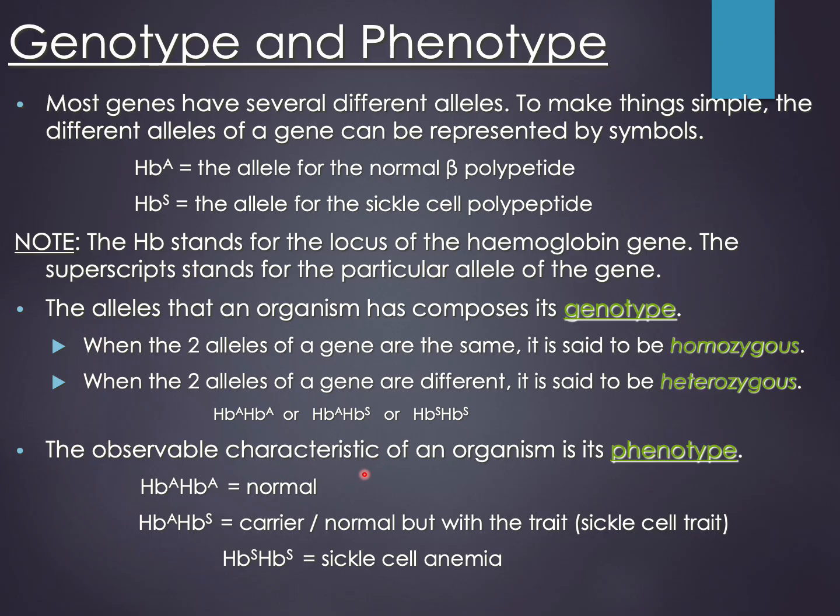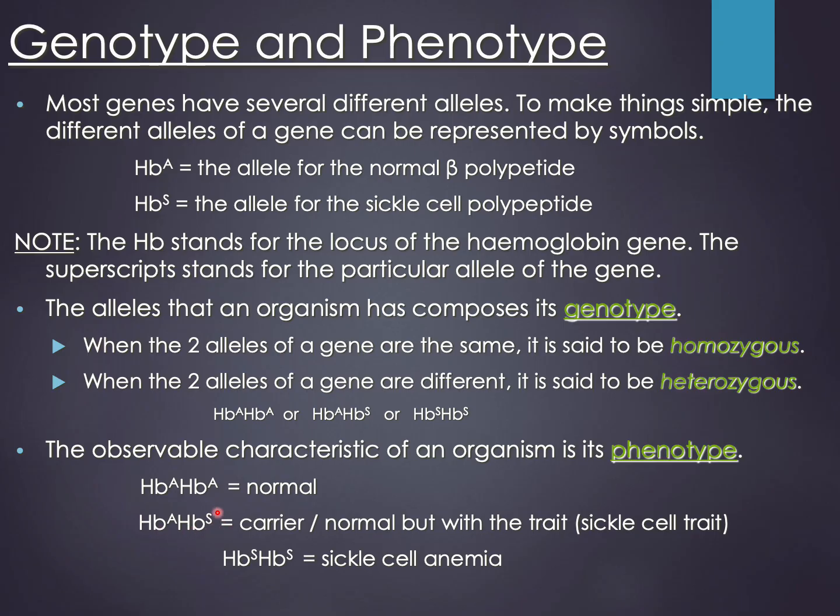The observable characteristics of an organism is the phenotype. The physical characteristics, think P and P, physical characteristics, the phenotype, this is what you actually can observe. So an individual that has the two uppercase A's is going to be somebody with normal blood cells. Somebody that has the capital A and the S, this is going to represent heterozygous.